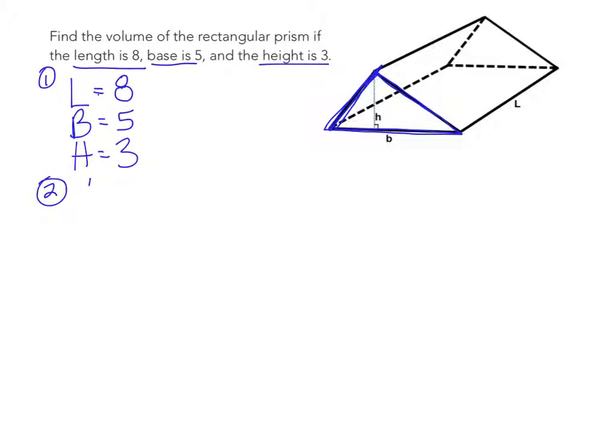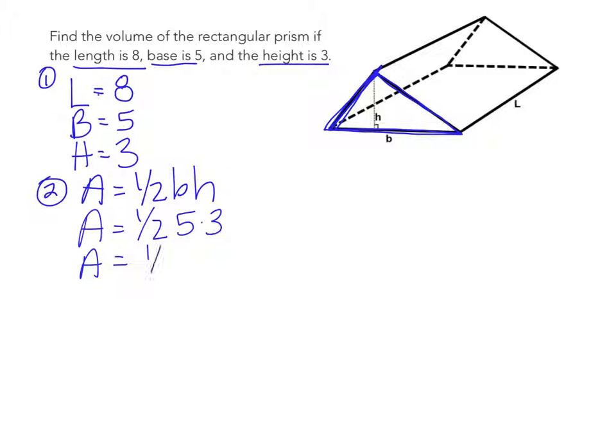So the first formula I'm going to need is A equals 1/2 BH. Okay, well, B is 5 and H is 3. So let's plug these two into our formula. Area equals 1/2 times 5 times 3, which means area equals 1/2 of 15, since these two multiply together to get 15. So area equals 7.5.